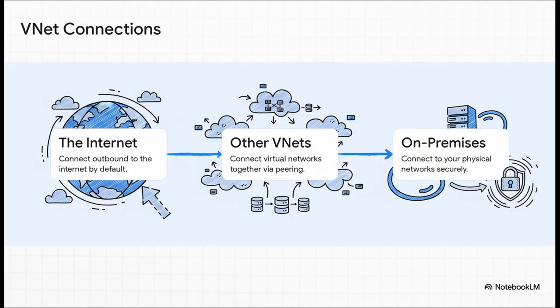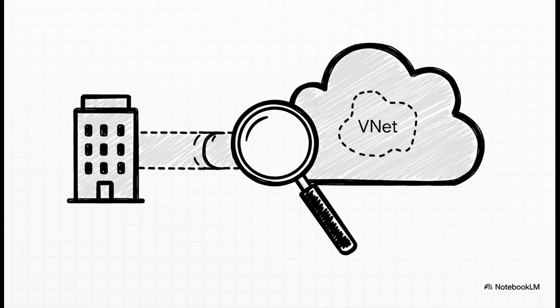Well, your VNet has three main ways out. First, it can reach the internet for any outbound traffic. Second, as we just talked about, it can connect to other VNets. And third, and this is absolutely crucial for so many businesses, it can create a secure connection all the way back to your on-premises physical networks. Let's actually zoom in on that last one for a second, because connecting your office to your cloud network is, well, it's one of the most common things people need to do. It's definitely worth a closer look.